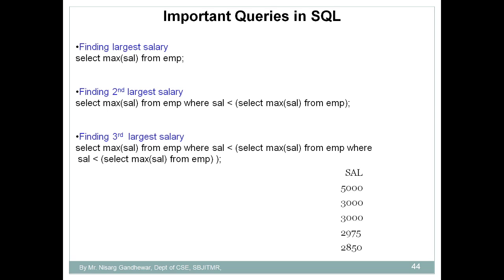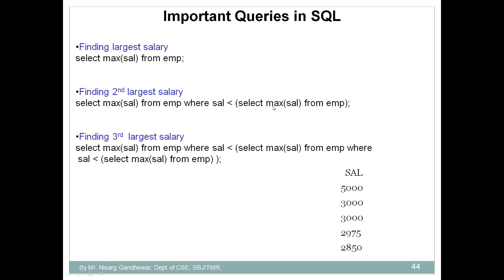Suppose somebody asks you to find the second largest salary. In that case, you just nest this same query which you have used to find the largest salary. So how have I written this query? Select max of sal from employee where salary is less than (select max of sal from employee). Now let's understand how this query will work.